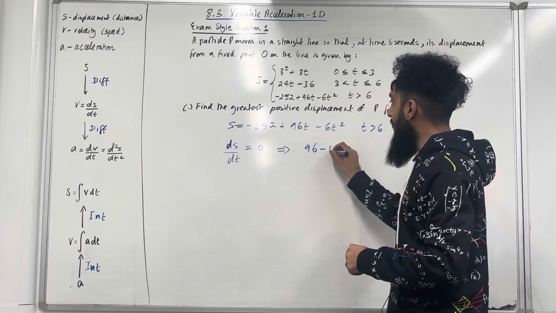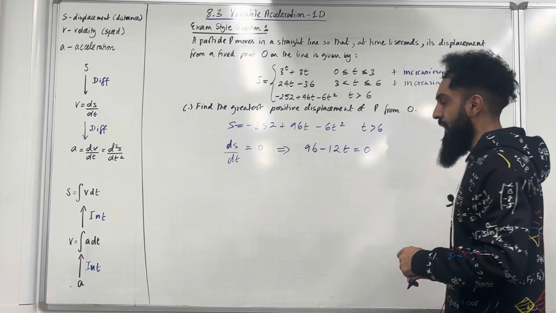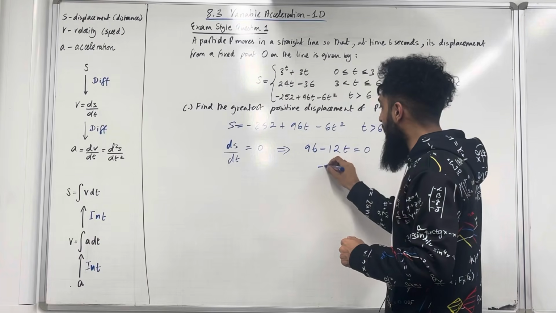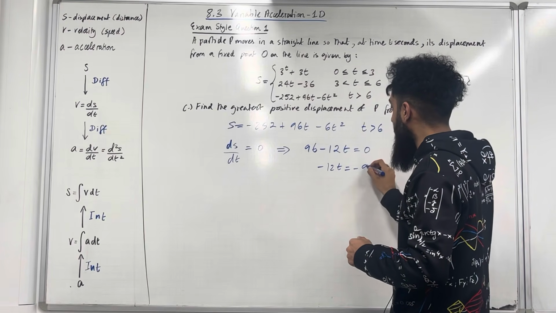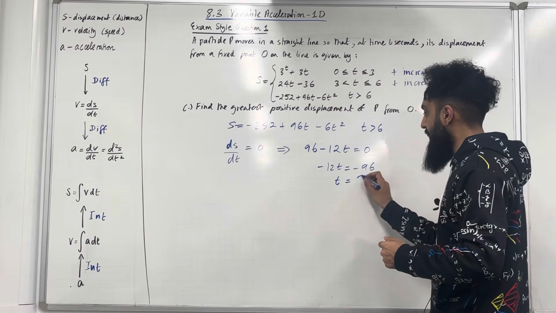96 minus 12t. Okay, so we have to set that equal to 0. Now we're going to rearrange and make t the subject. We've got minus 12t is equal to minus 96. And so t is equal to 8.